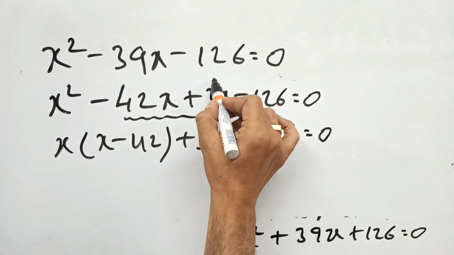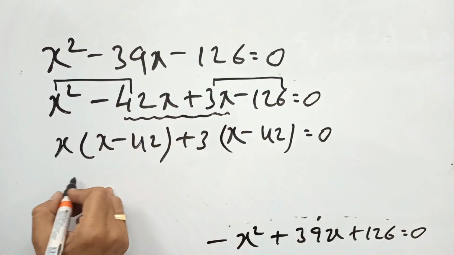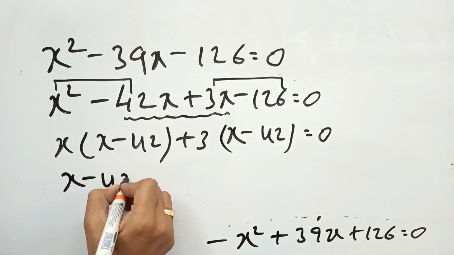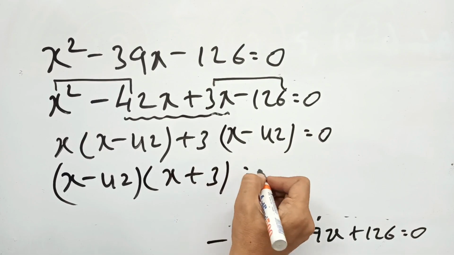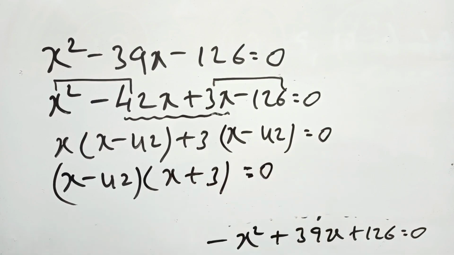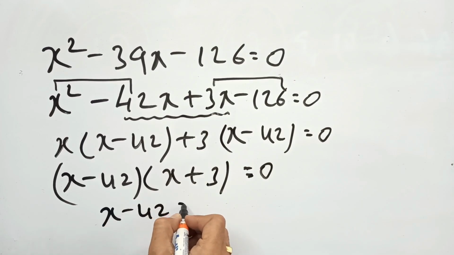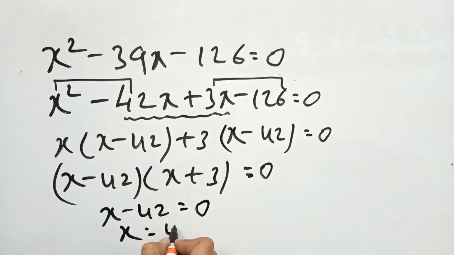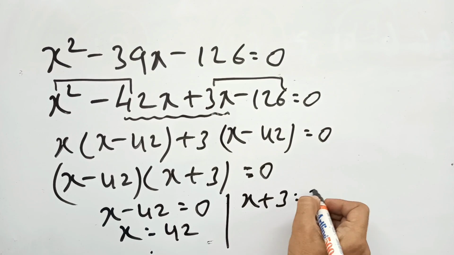देखिए दिस पेयर एंड दिस पेयर we took here. Now throughout x minus 42 is common. x plus 3 is equal to 0. Now one by one हम 0 पुट करें. x minus 42 is equal to 0. तो x आ जाएगा 42. इसको पुट करें x plus 3 is equal to 0.